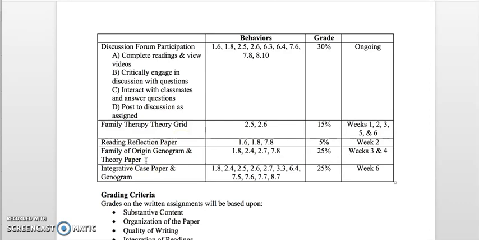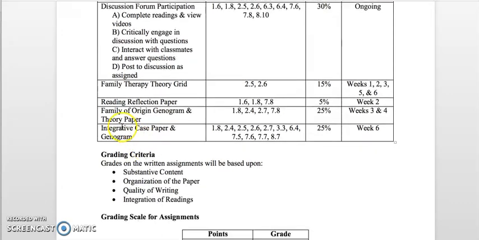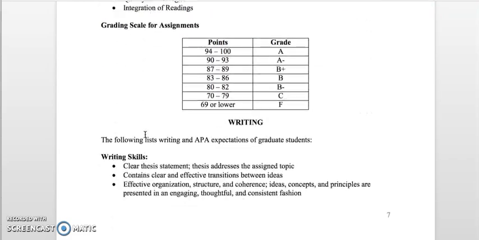The two big assignments for this course are the Family of Origin Genogram and Theory paper, which looks at your family of origin, as well as creating a tool called a genogram of your own family, something like a psychological and socio-historical family tree, and an integrative case paper using a client or a client's family that you've been working with or have worked with in the past, or if necessary, a family system from TV, literature, film, something along those lines.